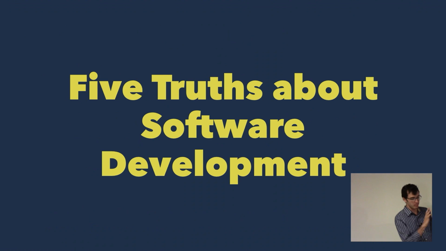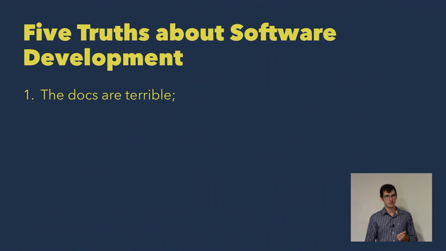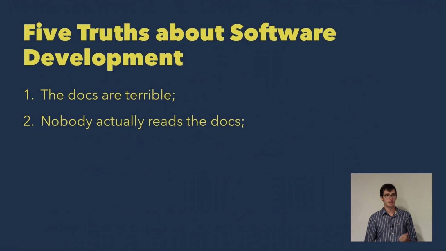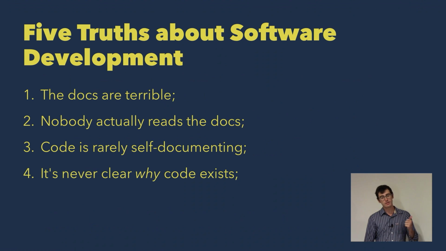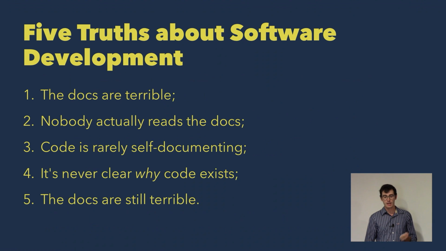So here's my 5 truths about software development. The first is the docs are terrible. The second is no one actually ever reads the docs. Third, code is rarely actually self-documenting. Fourth, it's never actually really clear why a certain amount of code exists. And 5, the docs are still terrible.